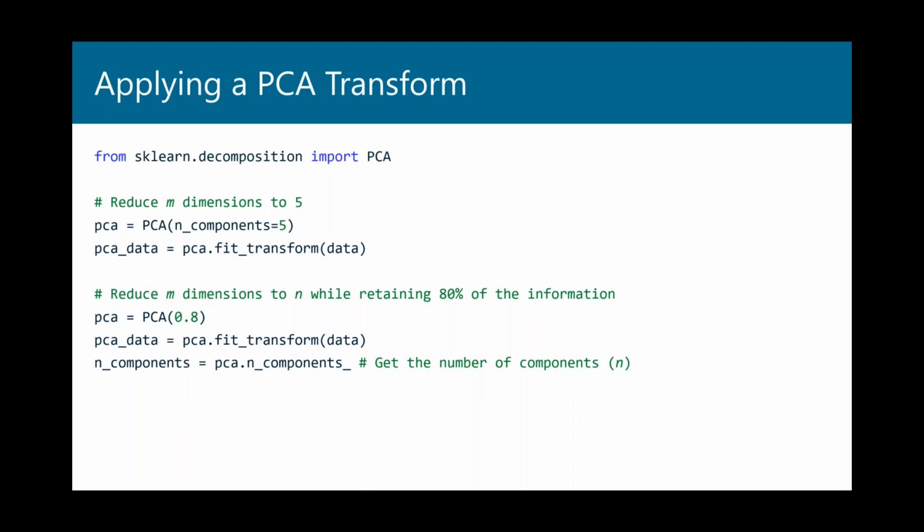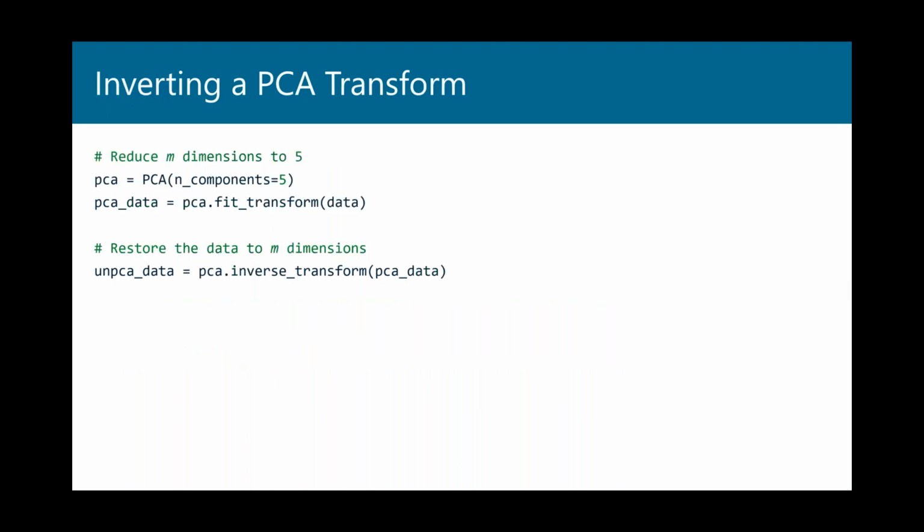And in fact, after the fact, if you want to know how many dimensions remain, you can get that from the PCA object's n_components_ attribute, as you see on the last line of code on this slide. Now, it really is that simple, and I'll show you some examples in a few moments. But before I do that, I want to show you something else kind of interesting.